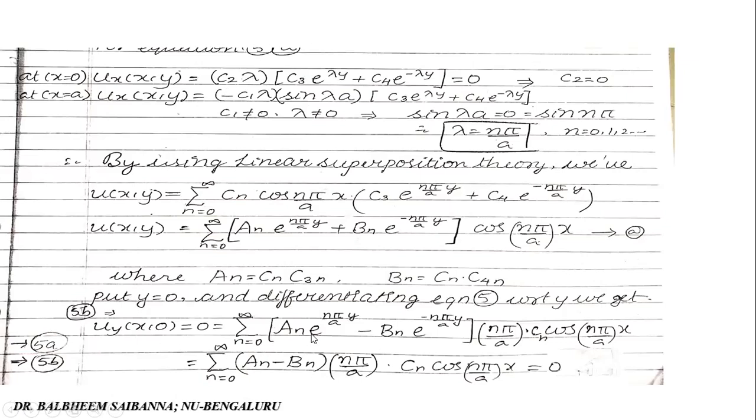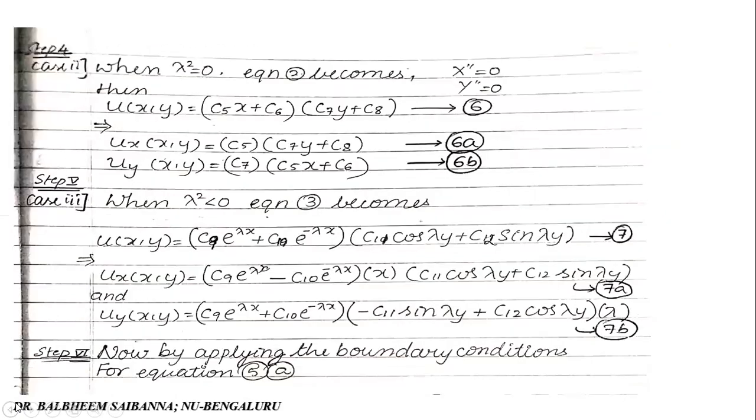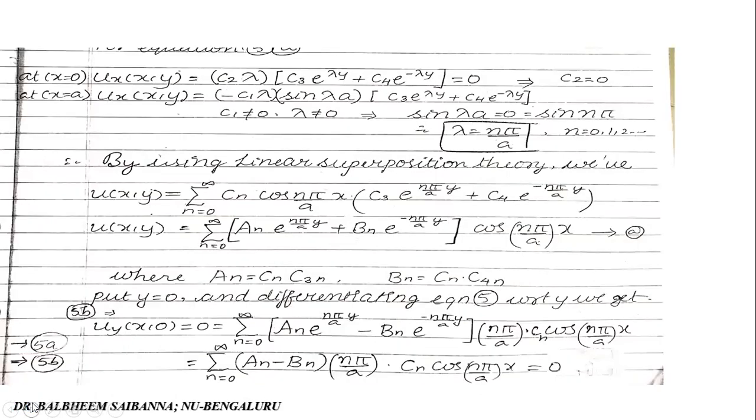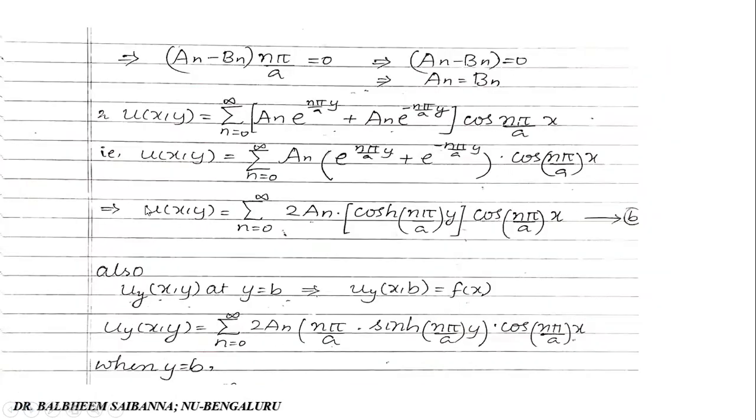Using this equation, u of x comma y is equal to this seventh b. Then using the seventh b, we'll get this solution. As we did in the previous steps, all the steps we do like that only, but here it is in terms of minus, and then sine hyperbolic. Then u of x comma y is equal to summation n is equal to 0 to infinity 2 times an, n pi by a, sine hyperbolic n pi by a into y cos n pi by a into x as it is when y is equal to b.